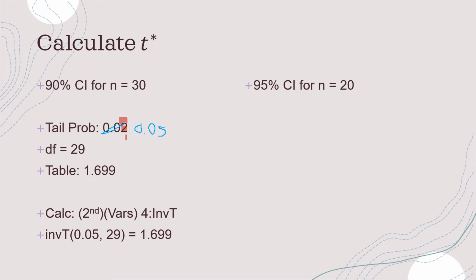Now, you can use your calculator to find this value. Second VARS, go down to number 4, invT, which is the inverse of the t value, and then you're going to plug in what you want your p value to be, and then what the df was. So p value, df, and it tells you your number. Okay, so take a second and find 95% for an n of 20.